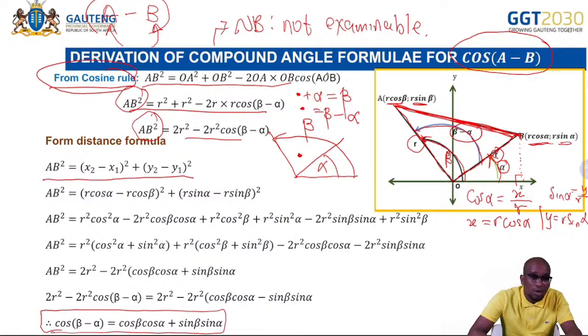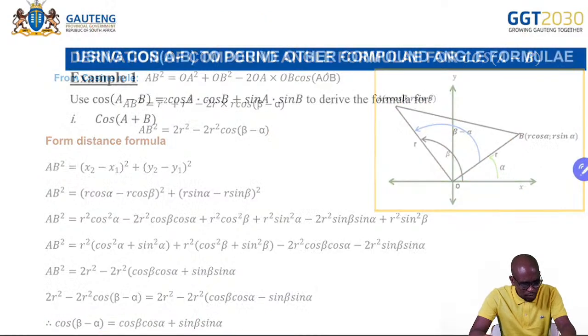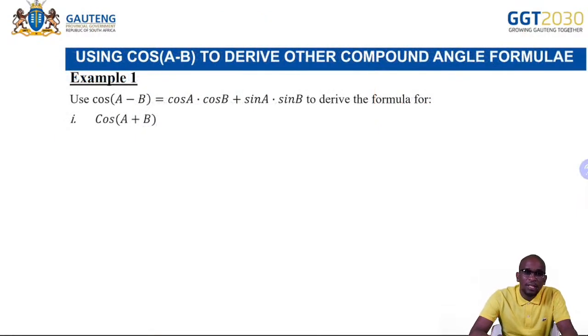It will land you where you get that the cosine of beta minus alpha is equal to the cosine of beta times the cosine of alpha plus the sine of beta times the sine of alpha, like that. So the derivation is important for you to know, but it is not examinable. Please just look at it. What is important is the application of that particular derivation, right? Now, let us look at the application.